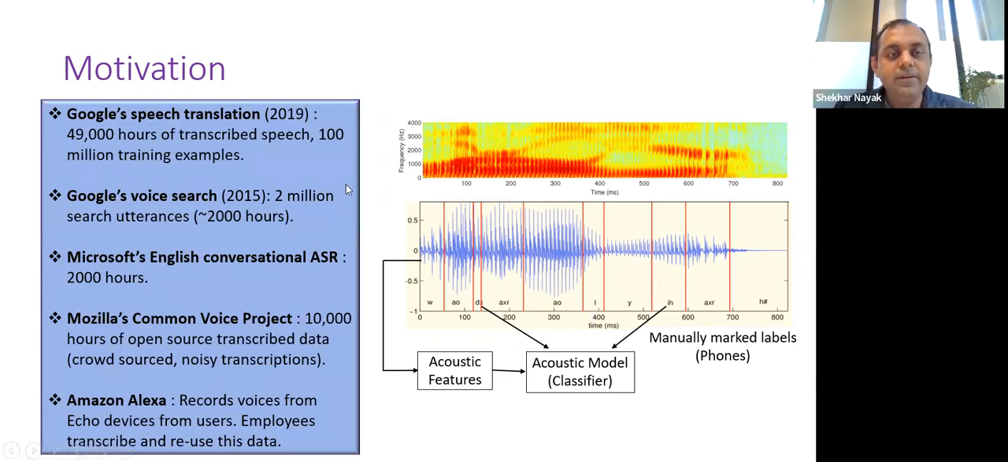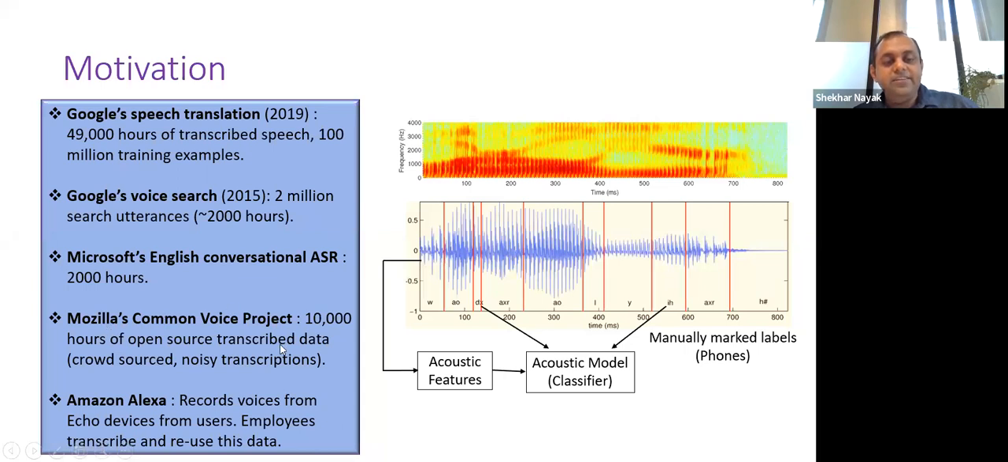Google's speech translation, introduced in 2019, requires around 49,000 hours of transcribed speech with 100 million training examples. Similarly, Google's voice search has around 2 million search utterances, or 2,000 hours of data, on which it is trained. Similarly, Microsoft's English conversational ASR is trained on 2,000 hours of transcribed data.